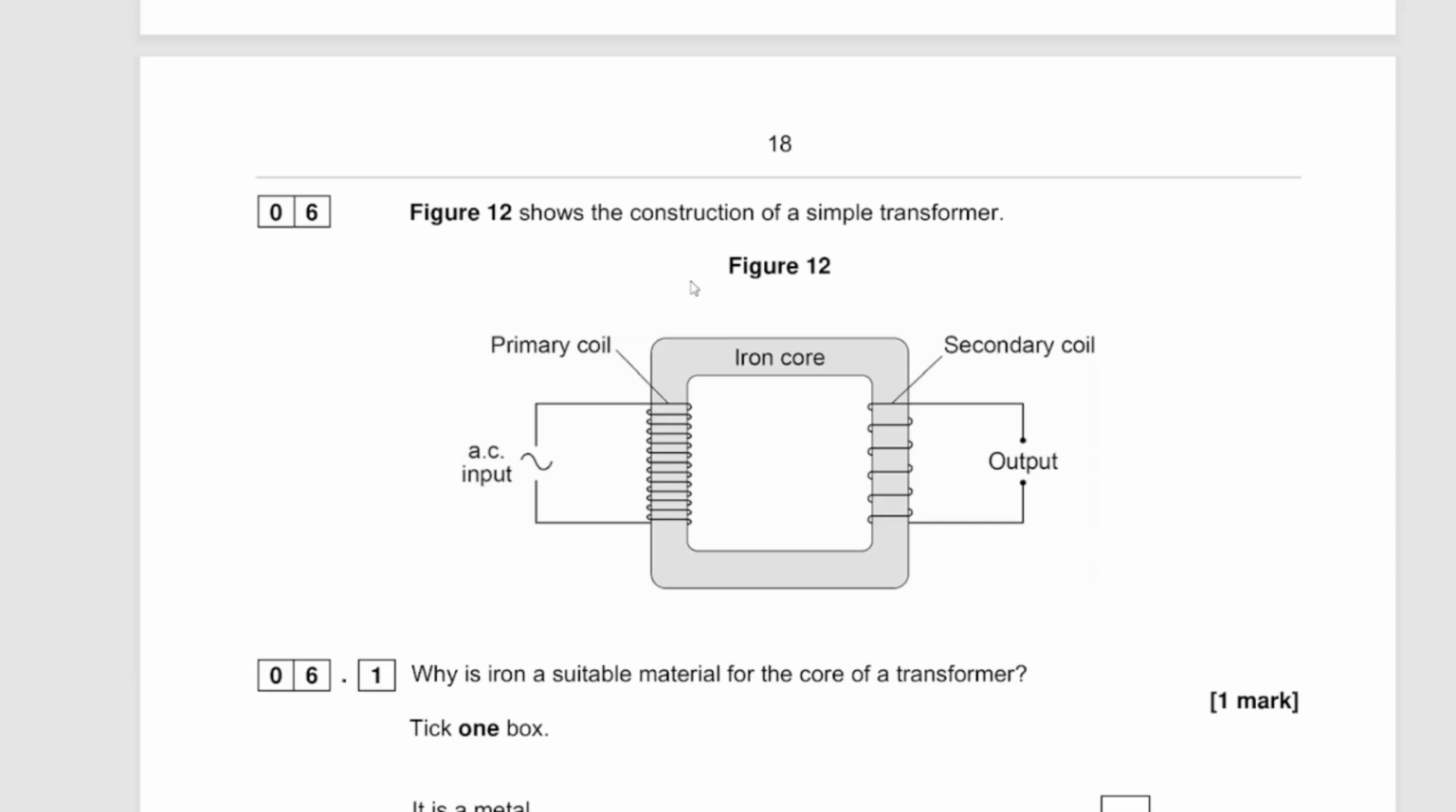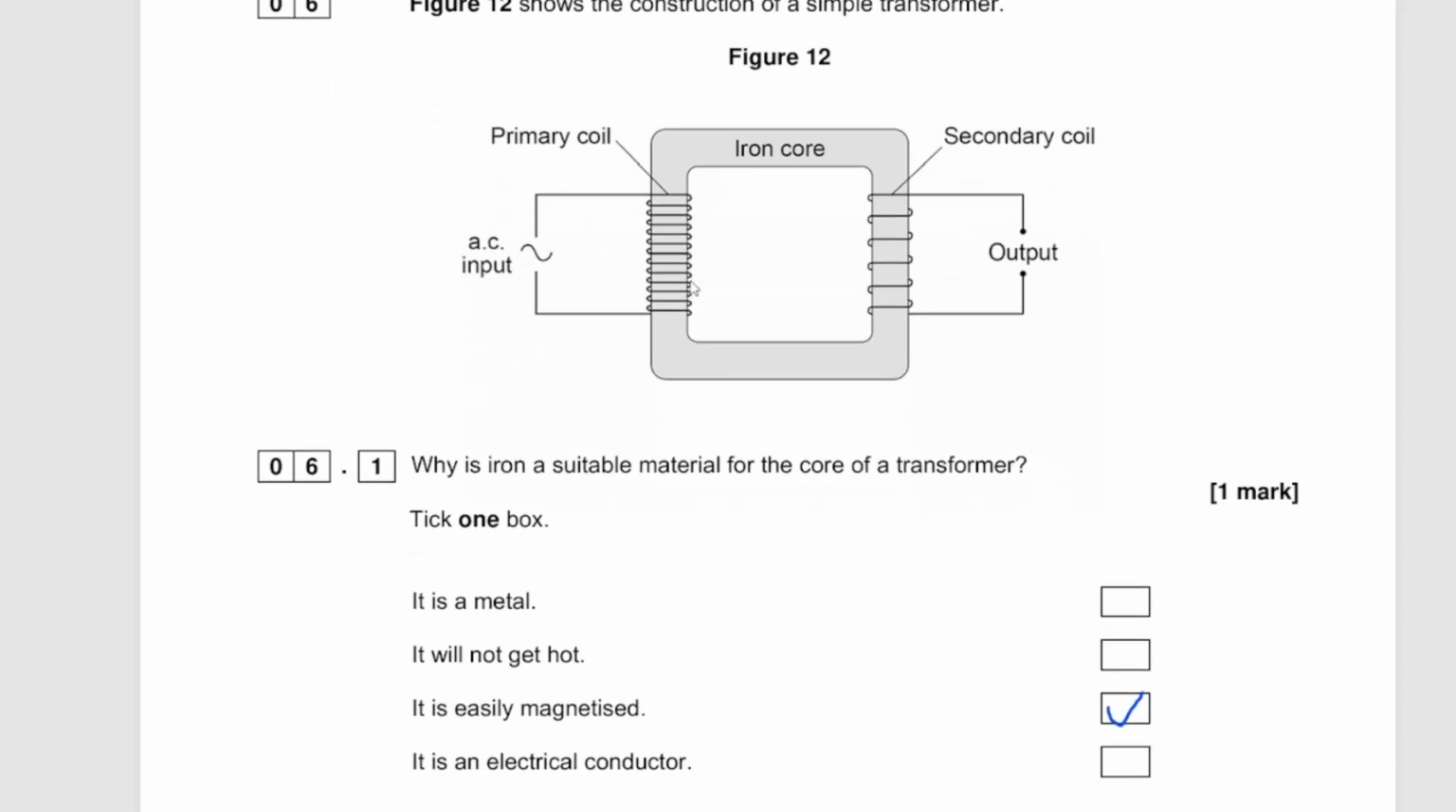Question 6, we're shown the construction of a transformer, and we're asked why iron is a suitable material for the core of a transformer. And that's because it is easily magnetized. A metal which is not easily magnetized would not be suitable.